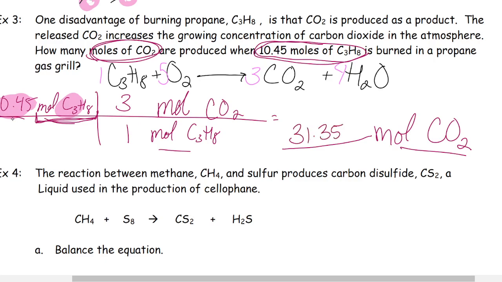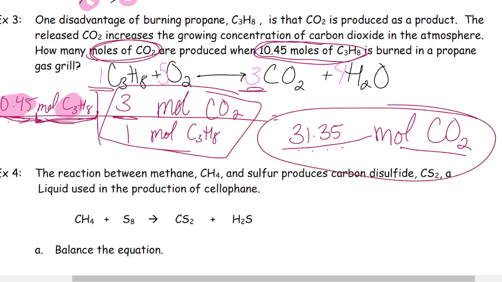So what we did was we multiplied 10.45 times 3. We didn't have to type in the 1 because the 1 is not going to change our answer, whether I'm multiplying or dividing by it. We used our mole ratio from our balanced chemical equation to write this. So I have 1 mole of C3H8 for every 3 moles of CO2. And that is my answer. And then as far as sig figs, I have 1, 2, 3, 4 significant figures here and 1, 2, 3, 4 significant figures here. So we're good.